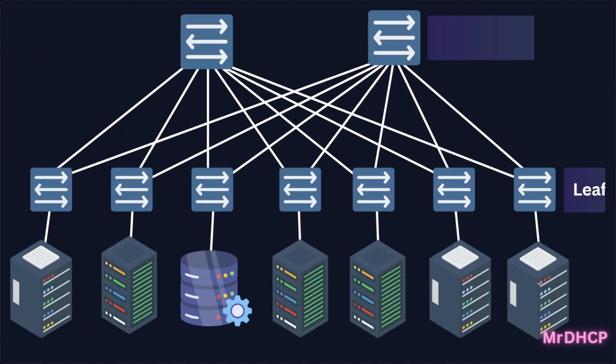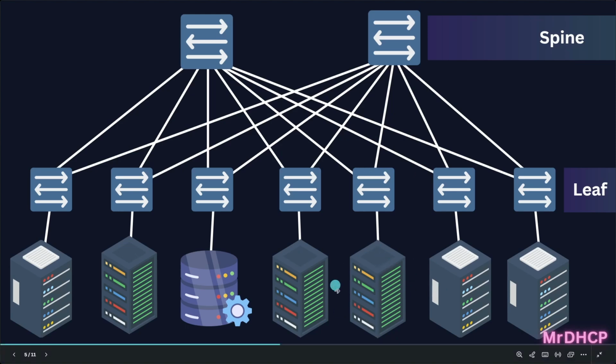It's simpler to manage and more cost-effective for networks that do not require the immense scalability of the three-tier design. The spine-leaf architecture is prevalent in modern data centers and cloud environments. The spine layer consists of high-speed, high-density switches that act as the backbone. The leaf layer consists of access switches that connect to servers and other end devices.